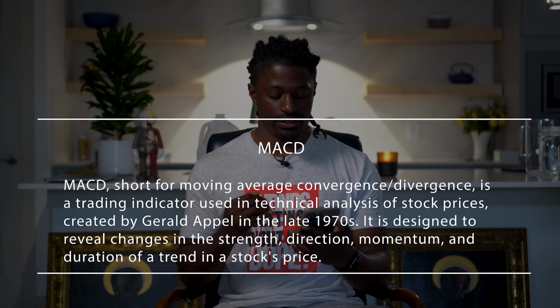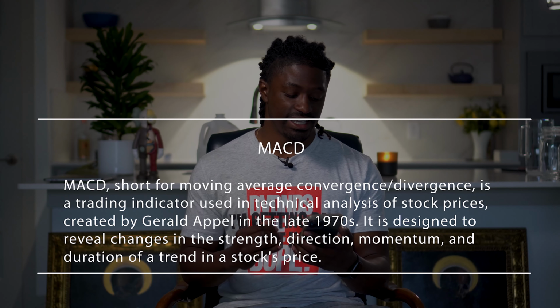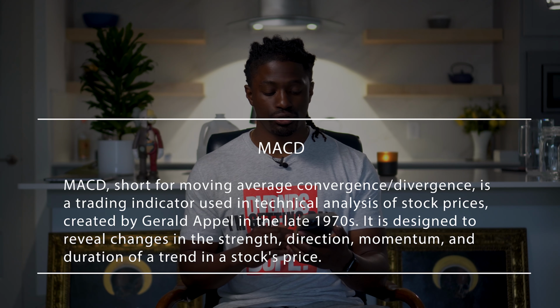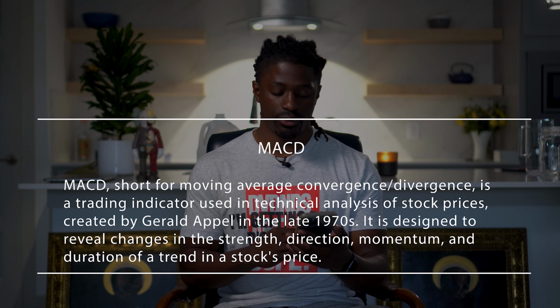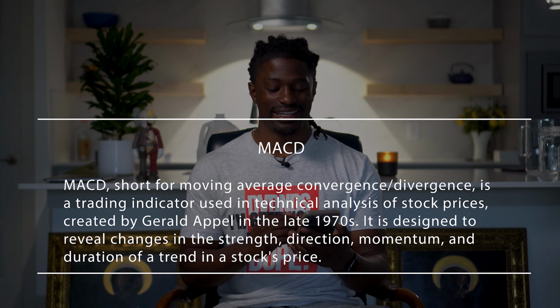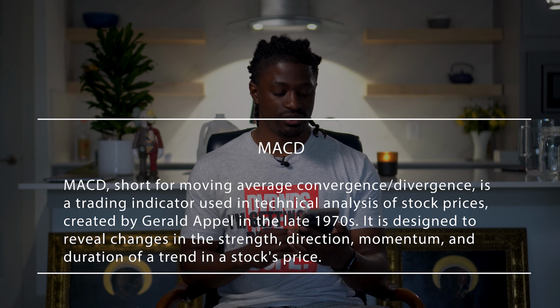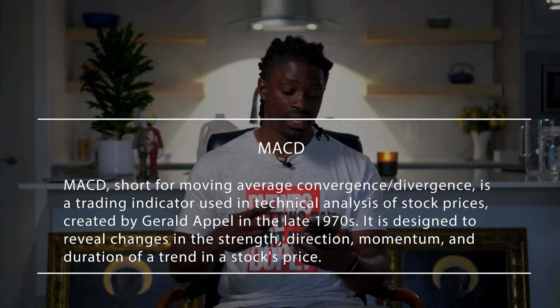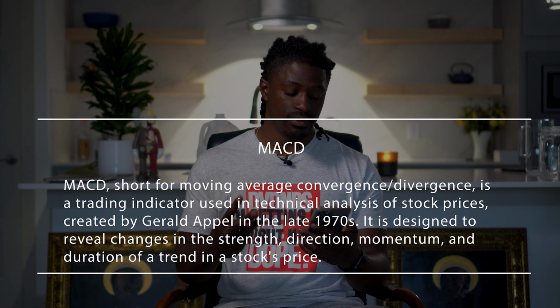So you're asking yourself, what is the MACD indicator? Well, MACD is the moving average convergence divergence. It's a trading indicator used in technical analysis of stock prices, created by Gerald Appel in the late 1970s. It's designed to reveal changes in the strength, direction, momentum, and duration of a trend in a stock price.